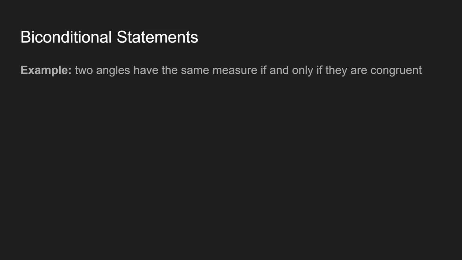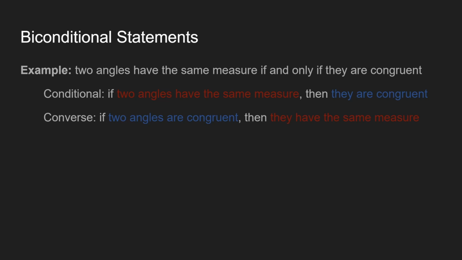Now, another example in terms of math is, 2 angles have the same measure if and only if they are congruent. Our conditional statement is, if 2 angles have the same measure, then they are congruent, and by switching the conclusion and hypothesis, we get, if 2 angles are congruent, then they have the same measure. Now because both of these statements are true, we can come up with the biconditional statement that 2 angles have the same measure if and only if they're congruent.